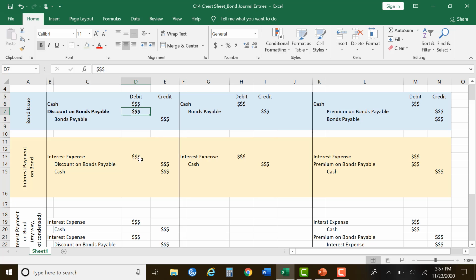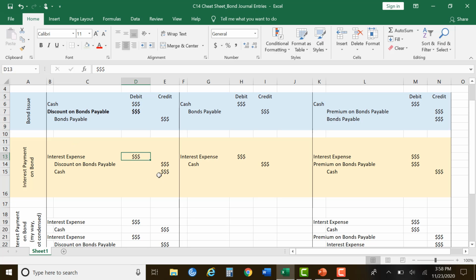So if we had a $50 discount here, and this is a 5-year bond, we're going to stretch it out and expense $10 every year until it's gone. So the discount on the bonds payable is going to be $10. The cash, if it's 5% interest, is going to be $50.